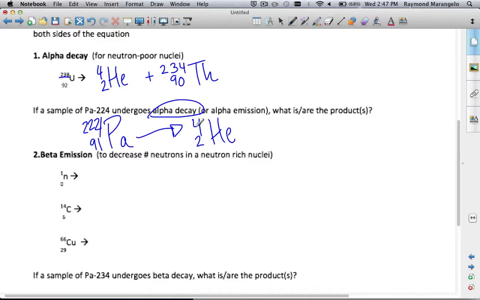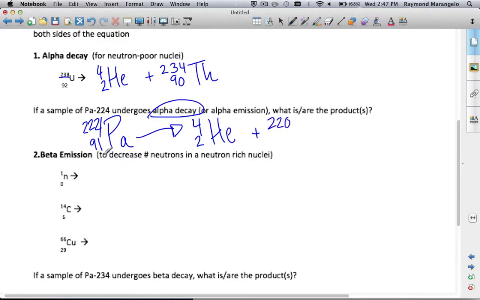So it's going to be positively charged because it doesn't have the electrons. What is or are the products? So there's the helium nucleus being lost. So the protactinium lost 4 AMU. So it doesn't weigh 224 anymore. It weighs 220.